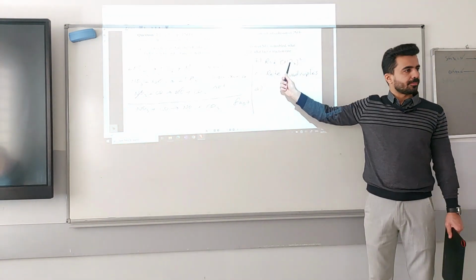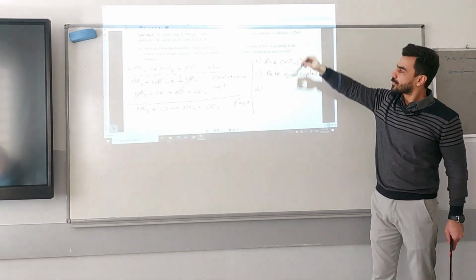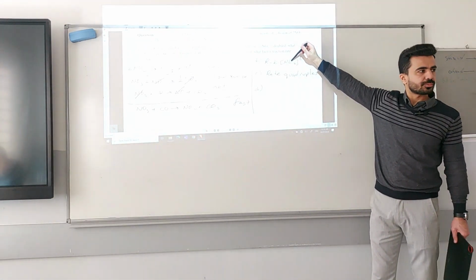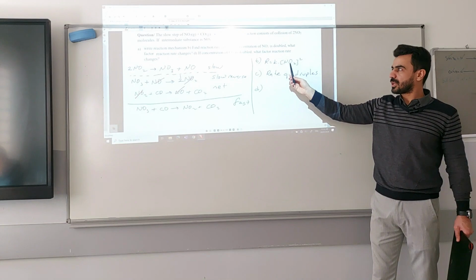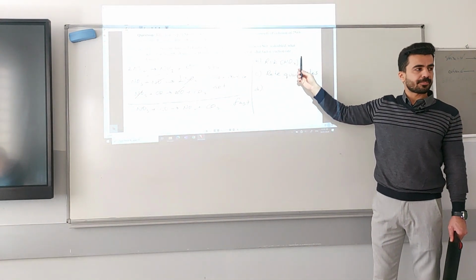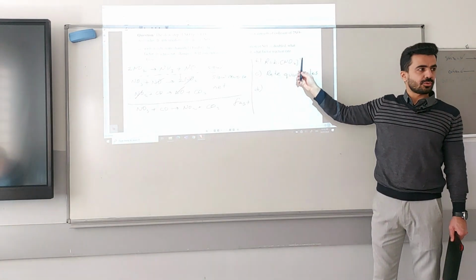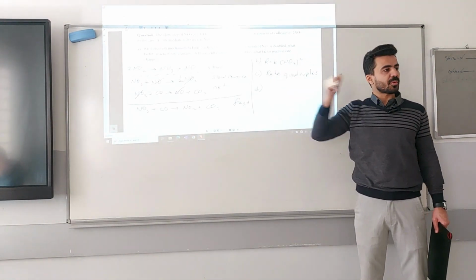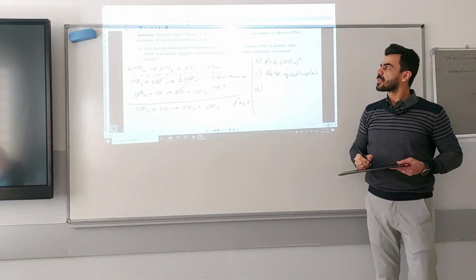After we find the rate law, it's asking, if we change the concentration of NO2, how would the rate change? If we double this, what's the power? Square. 2 to the power of 2, so the rate will change by 4 times, okay?